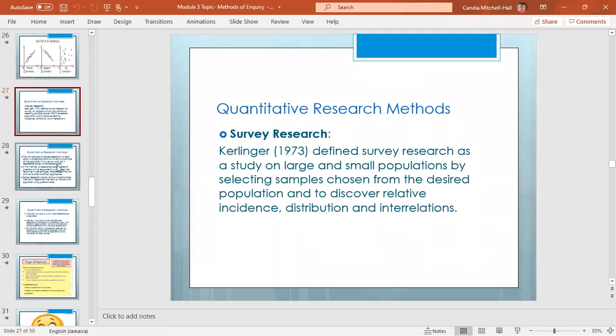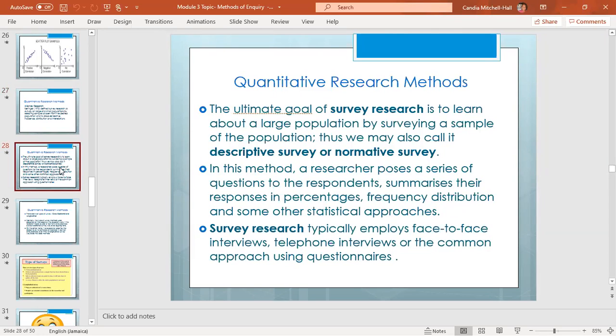Because most of you wouldn't use observational studies, but one of the main quantitative ways in which you're going to do your work is through a survey, and survey defines research as a study on a large or small population by selecting samples. Now, I believe next week the common hour will focus on sampling. So survey involves a study on the population and selecting a sample from the population to gather your information, right? The ultimate goal of survey research is to learn about the large population by surveying a sample of the population. Thus, we also call it descriptive survey or normative survey.